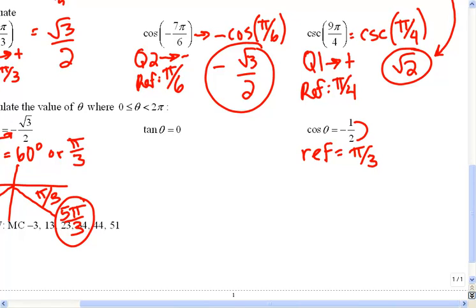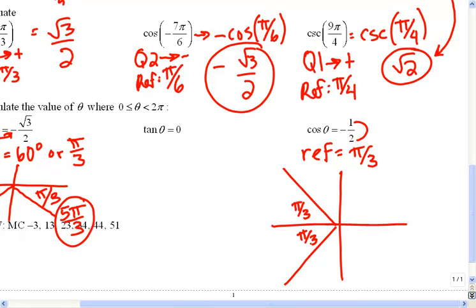And if it's a negative, now my picture will look like this. This angle or this angle, somewhere in quadrants 2 and 3 if cosine was negative. So I know my references are pi over 3, and this is pi, so I can backtrack. This must be 2 pi over 3, one of my answers, and this must be 4 pi over 3. Okay?